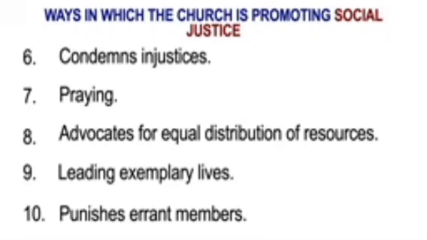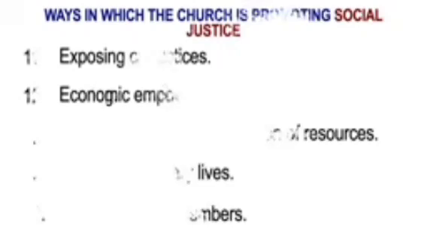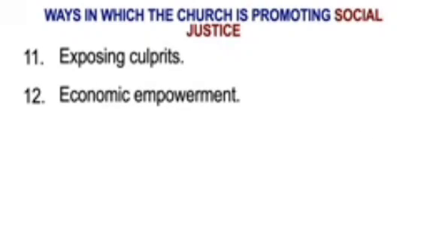Number 8, the church advocates for equal distribution of resources, or rather you can say the church fights for the rights of the less privileged in the society. Number 9, members of the church lead exemplary lives by being just or fair, or by being good role models. Number 10, the church punishes its errant members, those who do wrong. Number 11, the church reports those who commit social injustices to the relevant authority, or rather you can say the church exposes the culprits. Number 12, creation of job opportunities, rather economic empowerment. This is in order for people to be able to fully cater for themselves and avoid committing injustices.